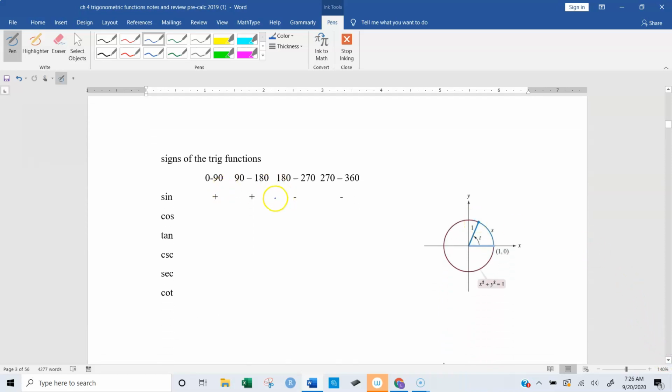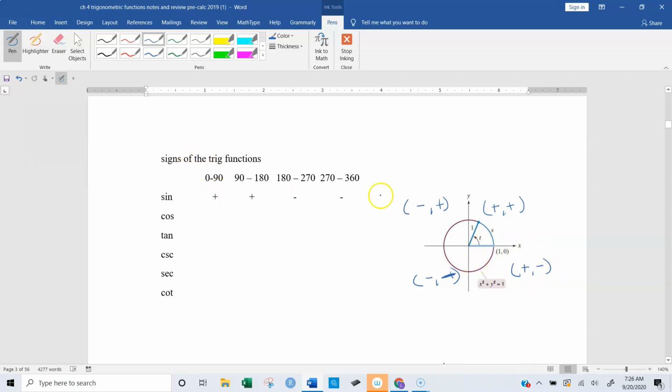Okay, we'll do one of these together, then I want you to pause and do the rest. In this first area here, I know that x is positive and y is positive. Here, I know x is negative, y is positive. Here, x and y are both negative. And here, x is positive, y is negative. No matter what point you pick, correct?